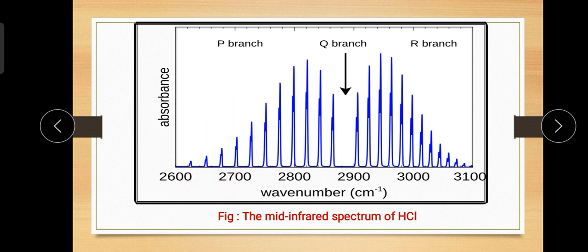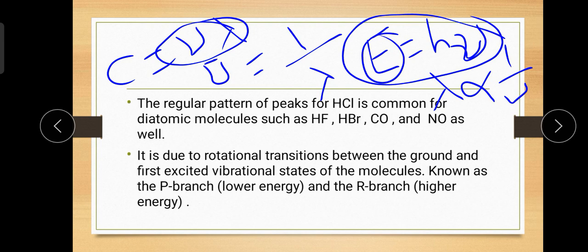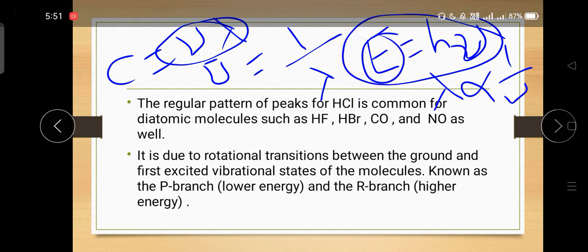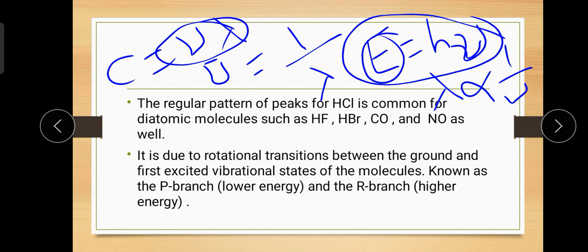Lower wave number, that means nu bar, means we have a higher wavelength, and due to the higher wavelength we have a lower frequency, and due to the lower frequency we have a lower energy. So this is the relationship between the energy, frequency, wavelength and wave number. So for a lower wave number we have a lower energy, because for that we have a higher lambda, and due to the higher lambda the frequency is less, and due to that the energy is also less.